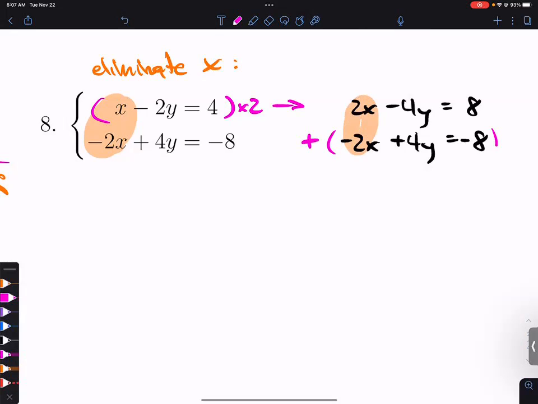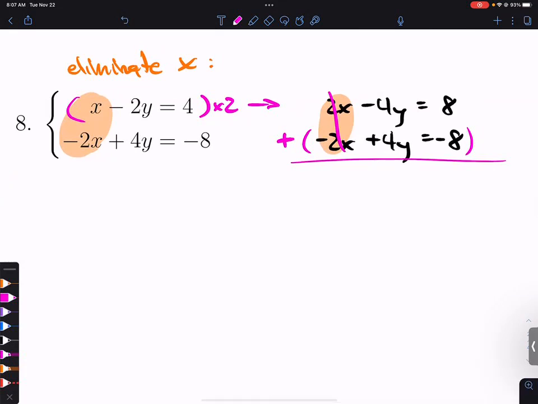Same value, opposite sign, so we need to add. 2x plus -2x is 0, which is good. And then we just do the same thing the rest of the way across. -4y plus 4y is also 0. And then 8 plus -8 is also 0.